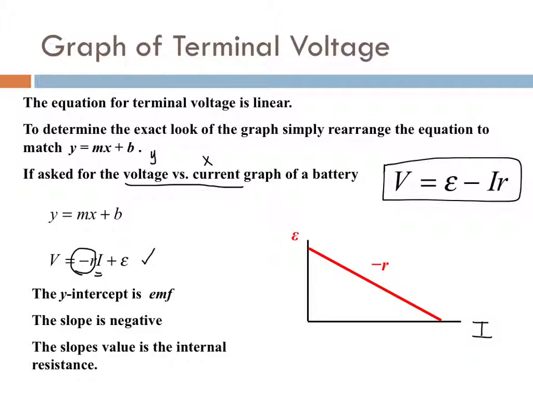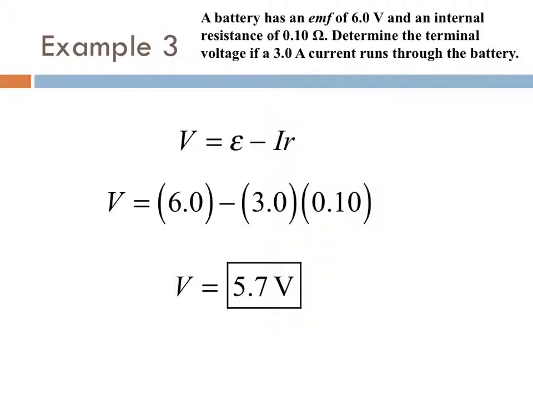I is on the x-axis. V is on the, what we see here, the graph, the y. And our EMF is our y-intercept. So again, this problem is pretty straightforward.